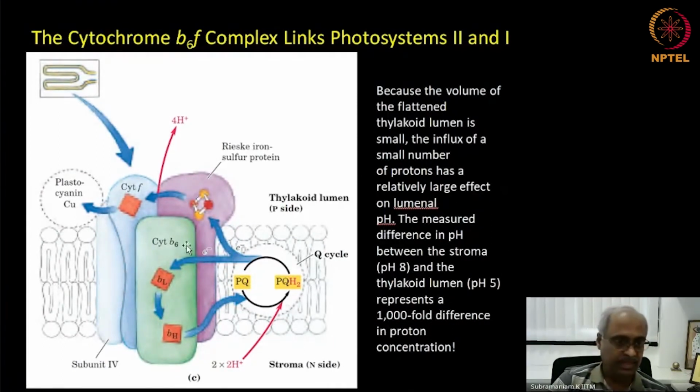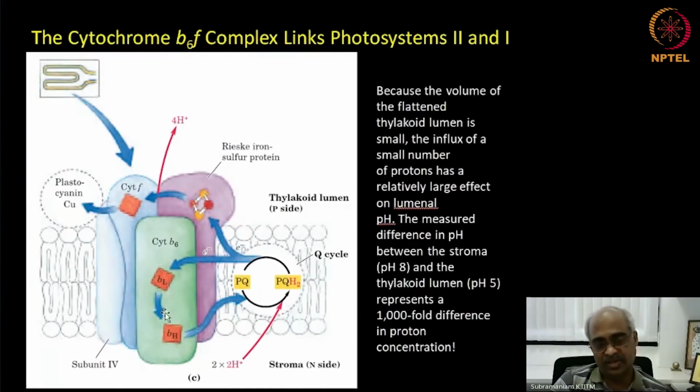So the same thing here again, from the fully reduced one you have one electron going via this iron sulfur, again this Rieske iron sulfur protein, to cytochrome F to plastocyanin. Okay, so this is a copper containing enzyme, but it is not similar to complex 4 in mitochondria.